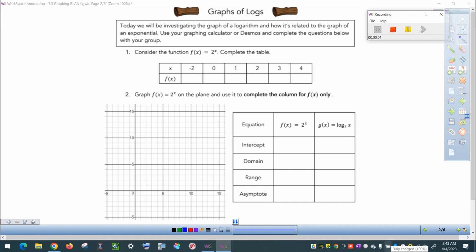Start right here at the top of our page. We are going to be graphing a function that we are very familiar with. So we've already done some work with this one, f of x equals 2 to the x.